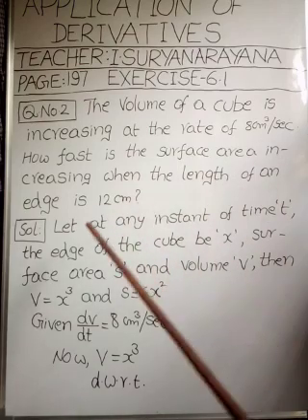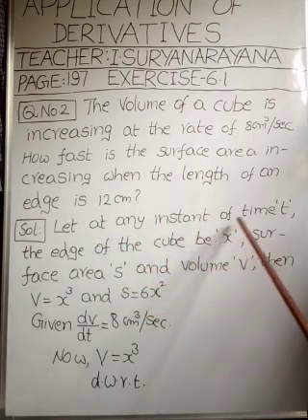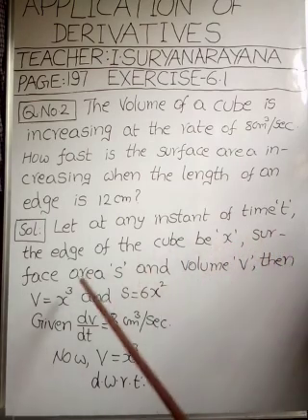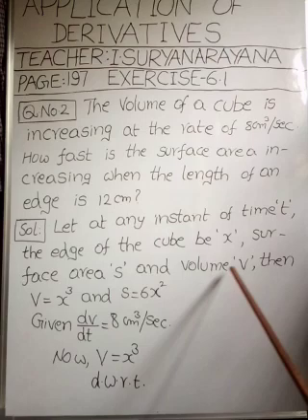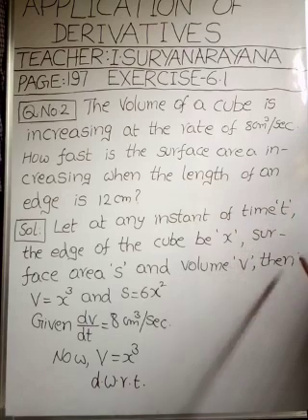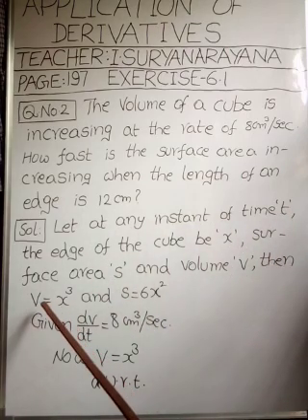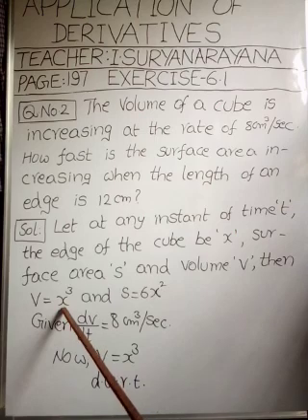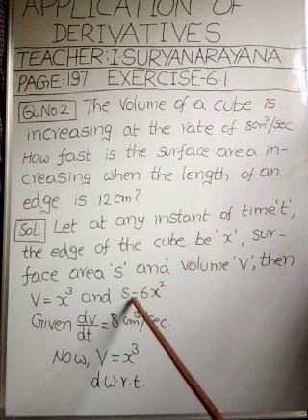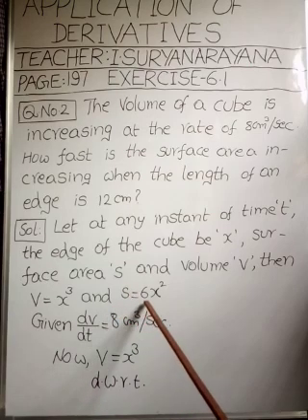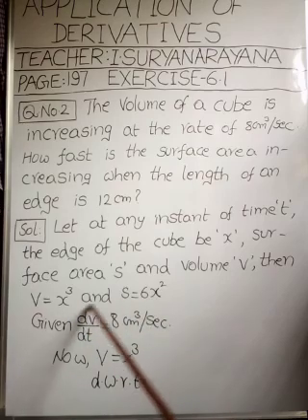Let us assume that at any instant of time t, the edge of the cube is x units, surface area is s, and volume is v. We are assuming these variables at an instant of time t. Then v is equal to x cube. What is the formula for the volume of a cube? If x denotes the length of a side, the volume of a cube is x cube. And what is the formula for the surface area of a cube? 6x square. Do you remember these two formulas, my children?